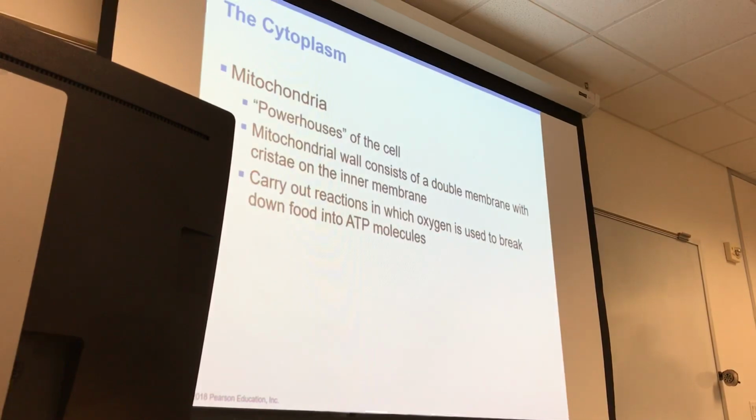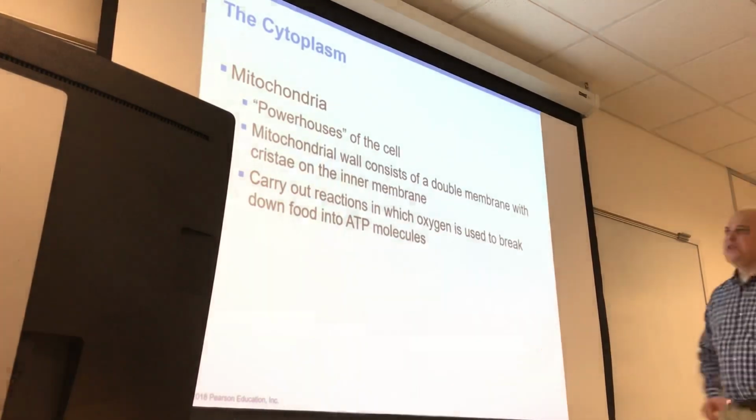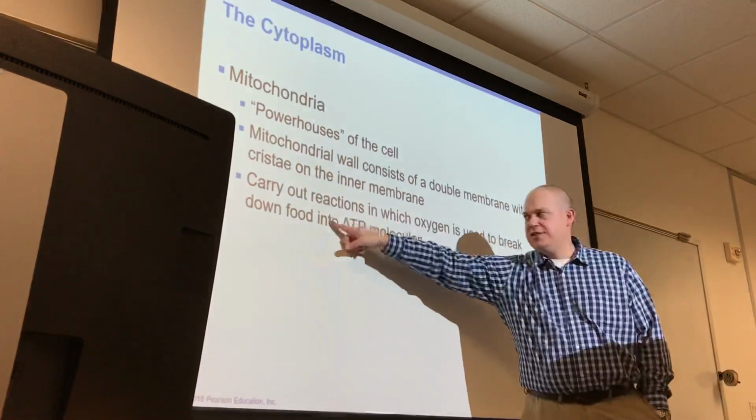So, the first one, which is the one that most people have always heard of, is the mitochondria. The mitochondria is referred to as the powerhouse of the cell because mitochondria produce what? Energy. Specifically, mitochondria produce ATP.